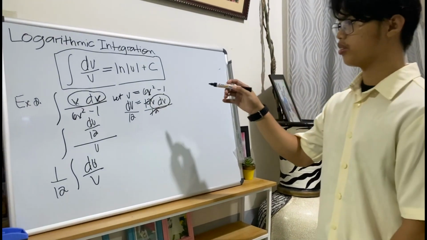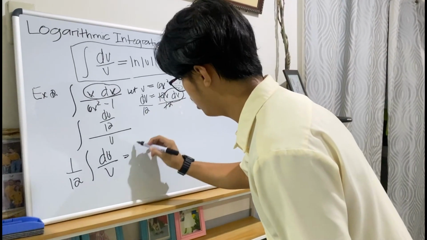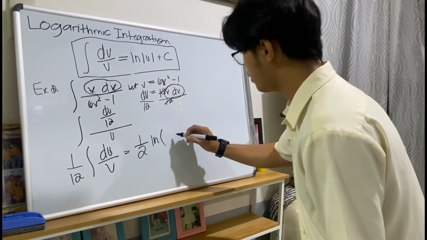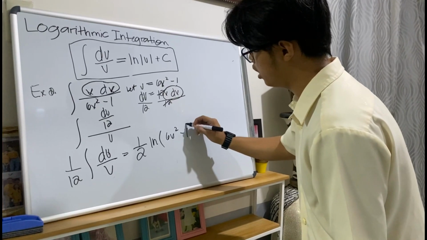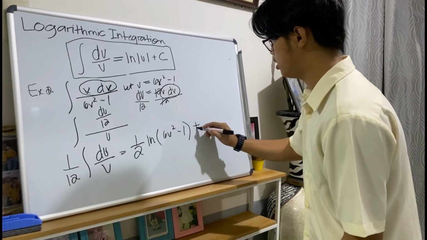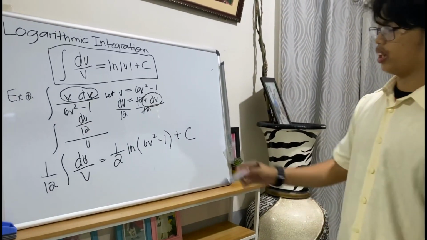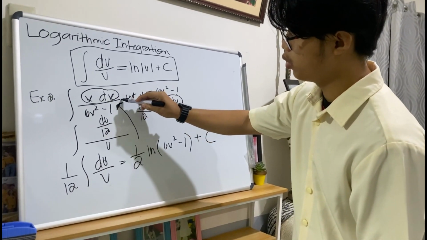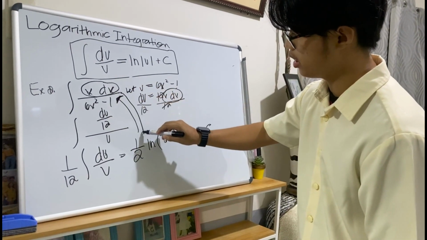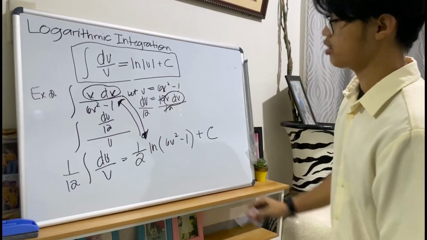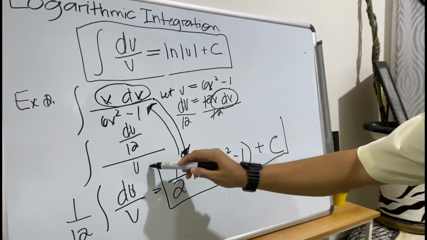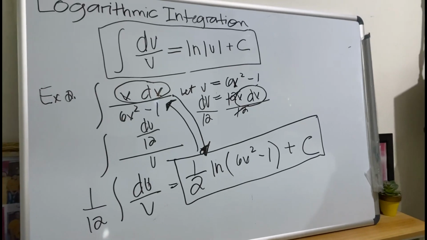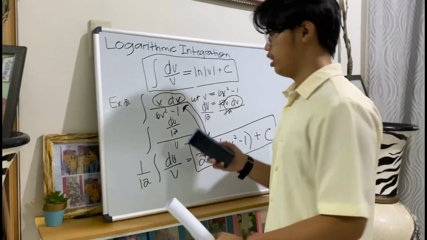So we just need to follow the formula and we will get the answer. And our u is 6v squared minus 1, and don't forget the plus c. If you derive this, you will get this answer. And if you integrate this, you will get this answer. So that is our final answer. Now let's move on to our example number 3.